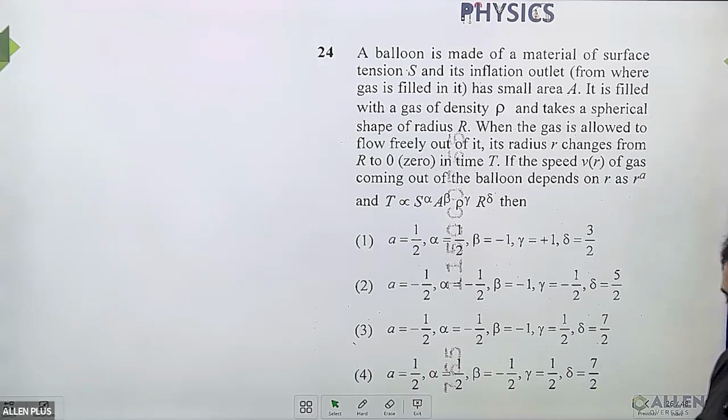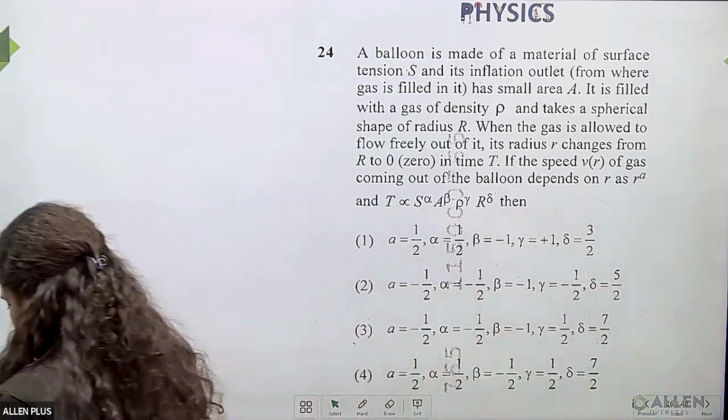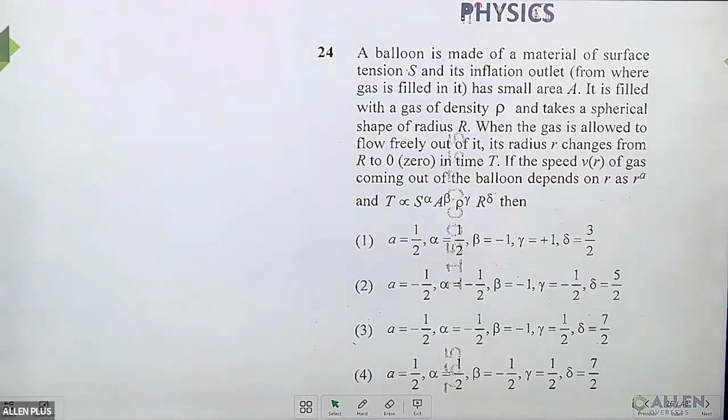So here what they have mentioned is that the speed is depending.